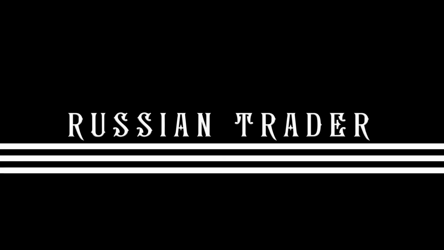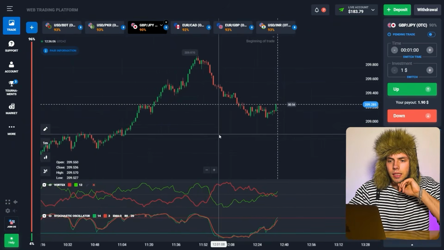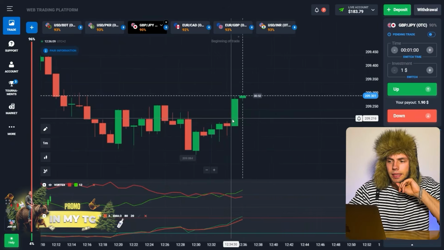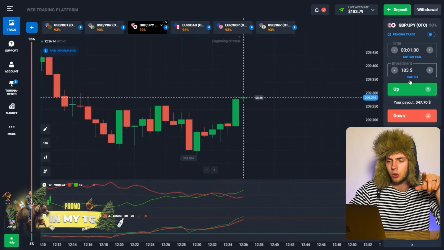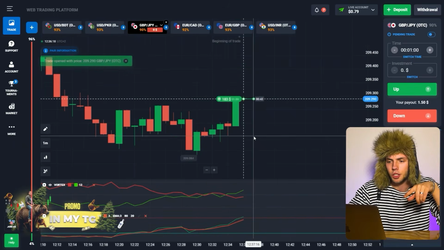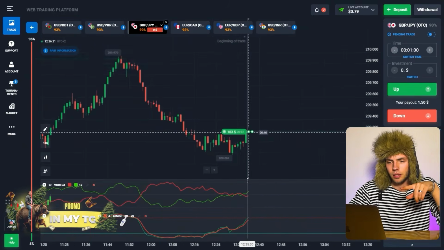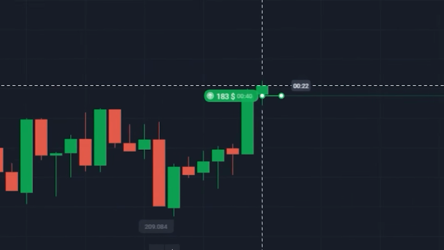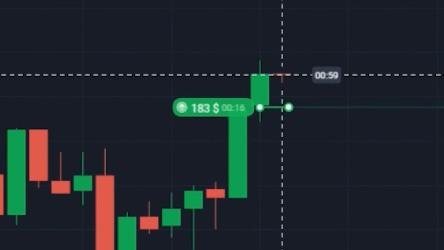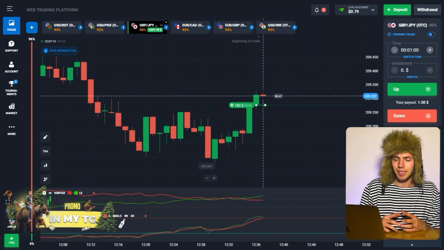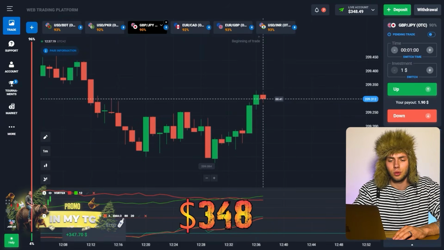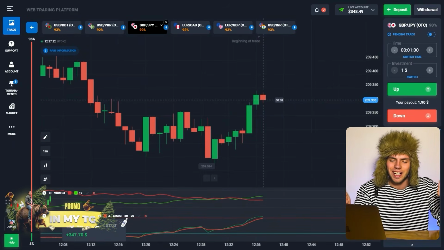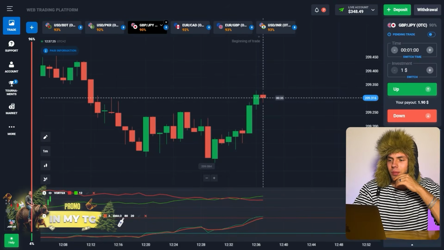Let's take a look at another pair. Okay, let us see what Great Britain pound to Japanese yen is offering us. Alright, here we have an upgoing trend right now. You see, it was also a downgoing trend before, and right now we should enter the beginning of a trend, alright? Yeah, for this one that's enough. Oh yeah, you see the trade is closed. Great! 347, not bad.